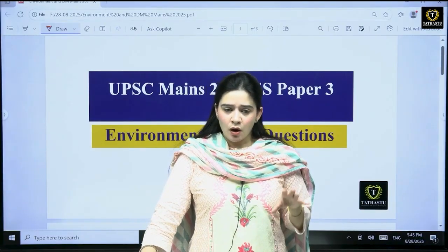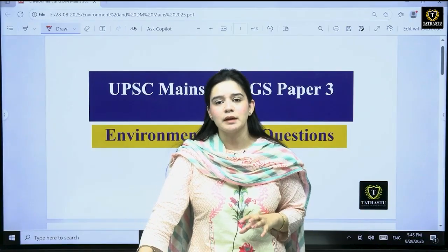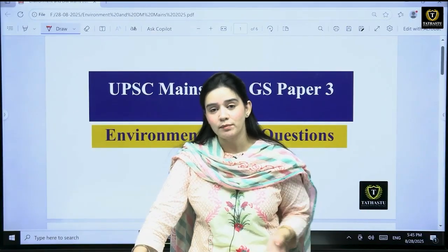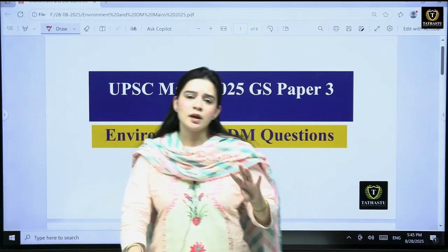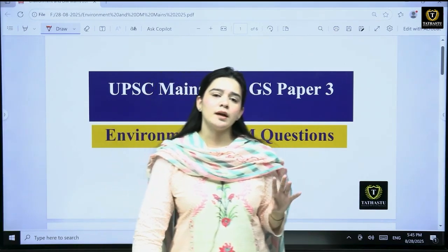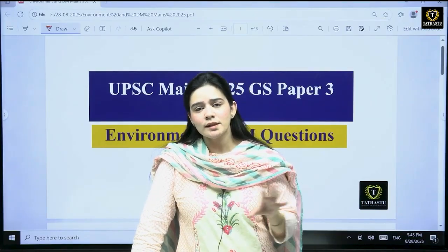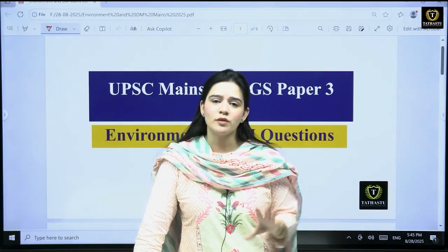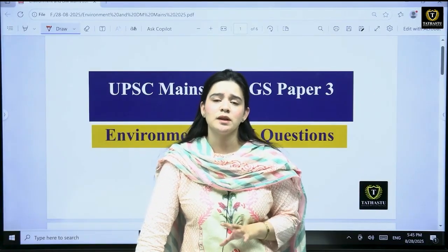On an average, if we talk about GS paper 3, then our five segments have an equal weightage in the paper. We can see science and tech, economy, agriculture, internal security, environment and disaster management. Roughly all the sections have been allocated 50-50 marks. So there's an equal weightage that has been given.